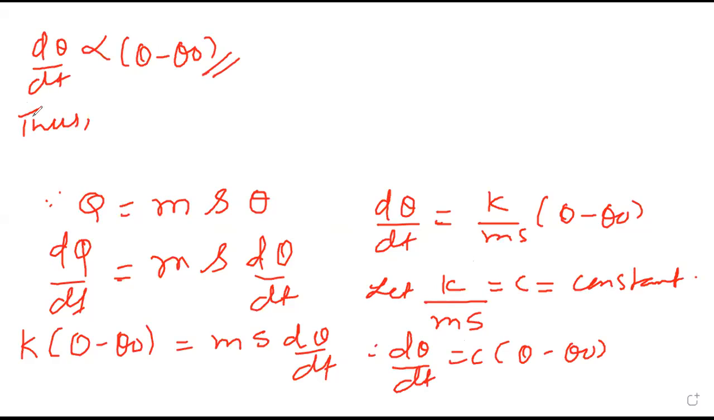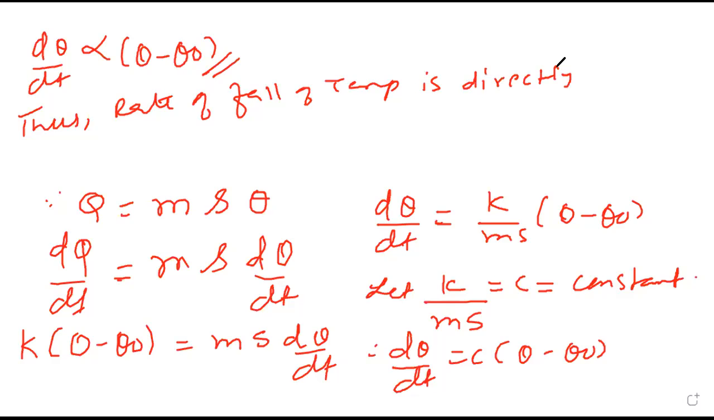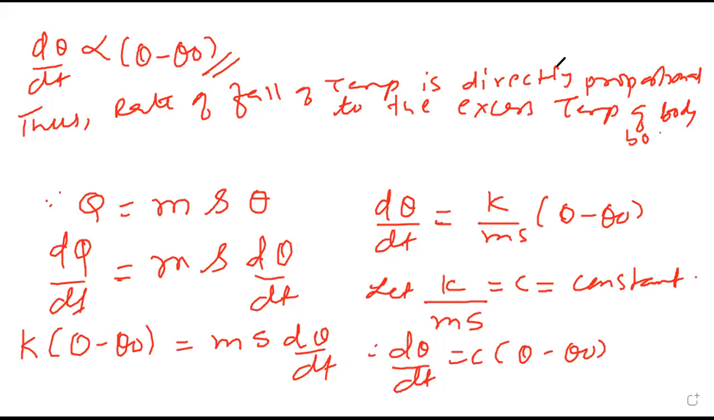So d theta upon dt is directly proportional to theta minus theta naught. Thus, rate of fall of temperature is directly proportional to the excess temperature of body over surrounding. So not only rate of loss of heat, even rate of fall of temperature is directly proportional to excess temperature of the body over surrounding, provided excess is small. Right.